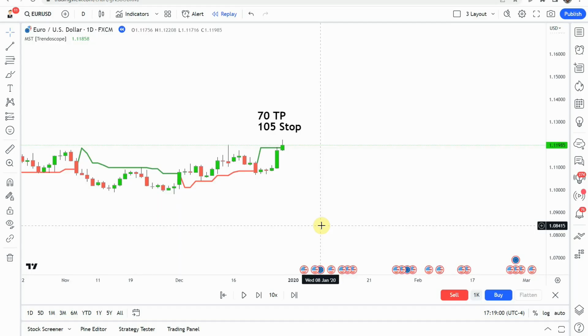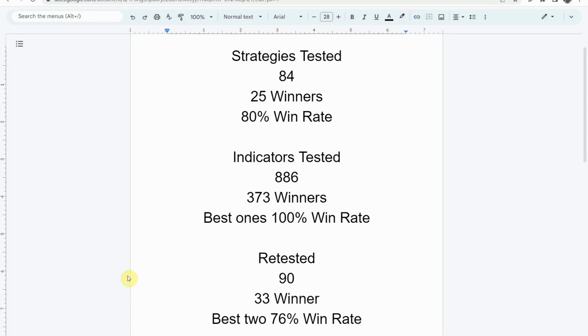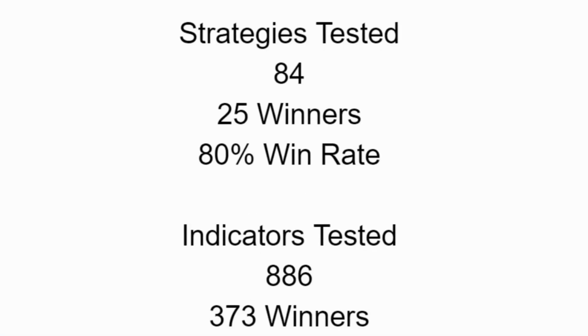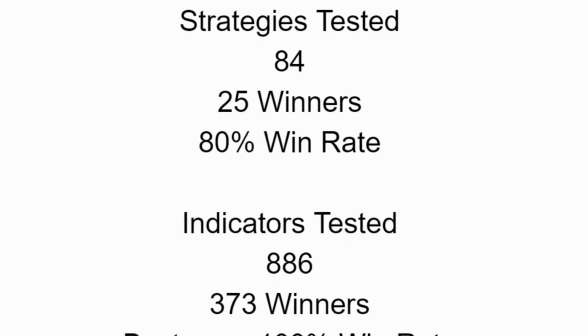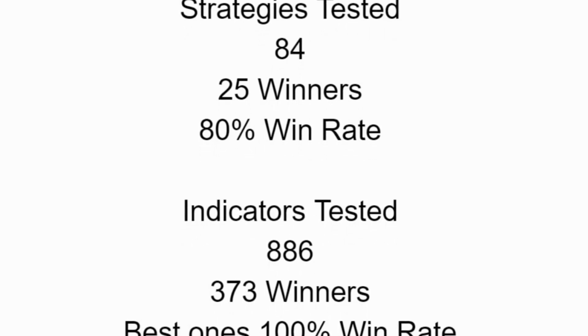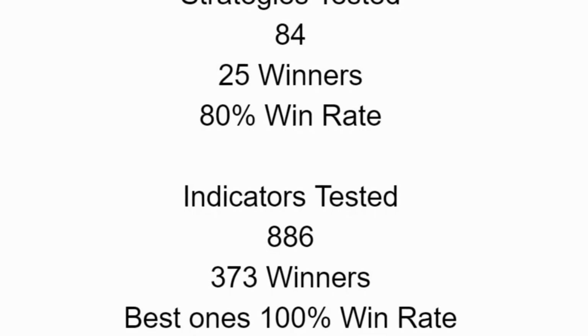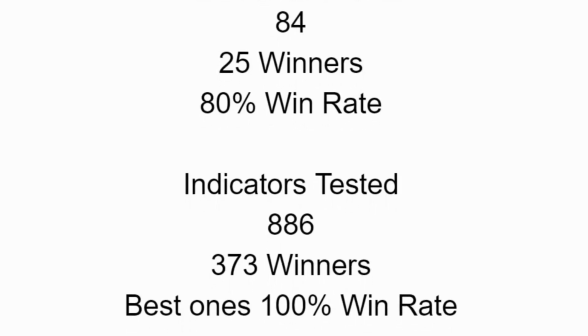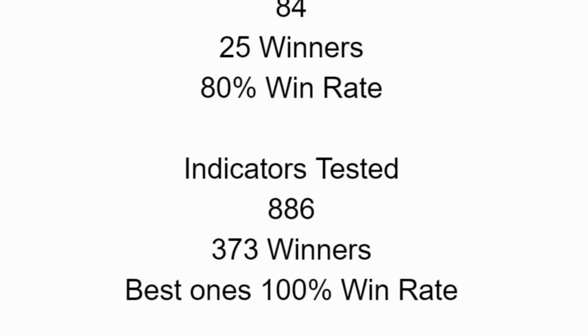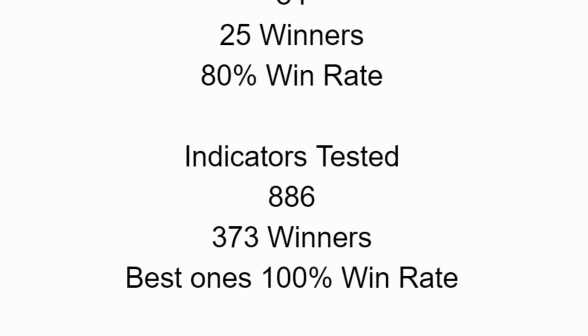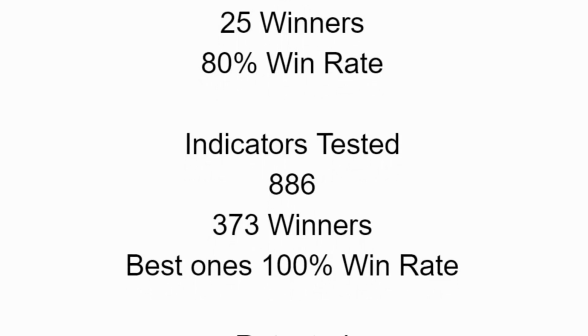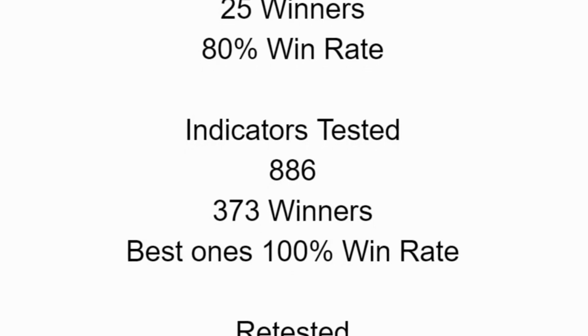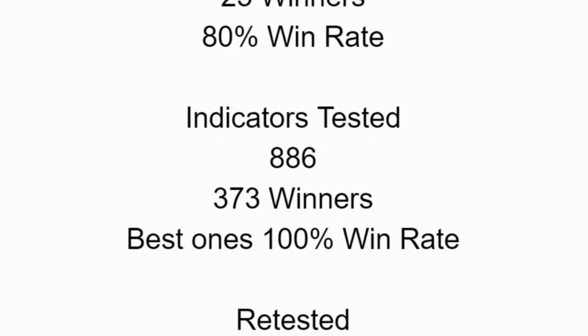Alright, as I said, today we will be testing the Master Supertrend indicator. Before we do though, I wanted to put the testing scoreboard up for everyone to see. So to date, we have tested a total of 84 different strategies, with 25 of them being winners. The best ones so far were able to achieve an 80% win rate. We've also tested a total of 886 indicators, with 373 of them being winners. The best ones so far were able to achieve a 100% win rate.